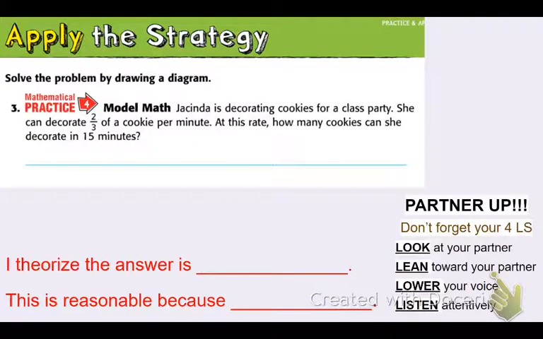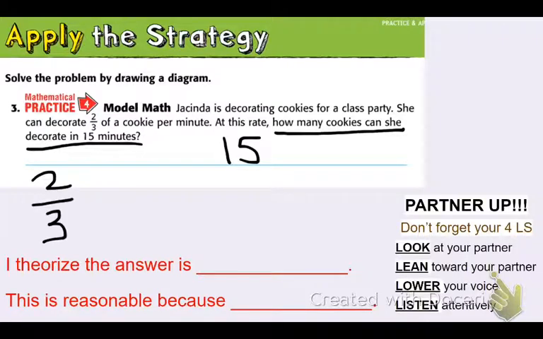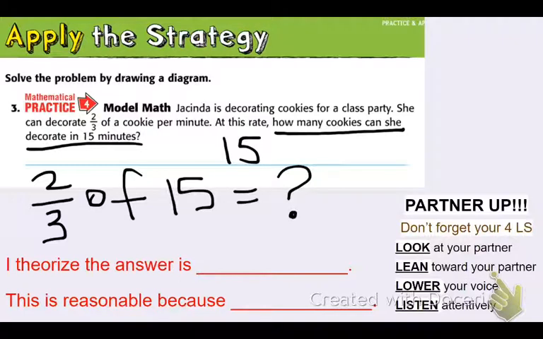Jacinda is decorating cookies for a class party. She can decorate 2/3 of a cookie per minute. At this rate, how many cookies can she decorate in 15 minutes? Well, they want to know how many cookies she can decorate in 15 minutes. What do I know? Well, she can do 2/3 of one cookie in a minute. So 2/3 of 15 is equal to something.